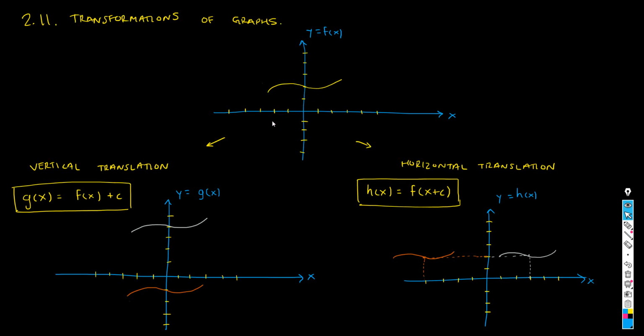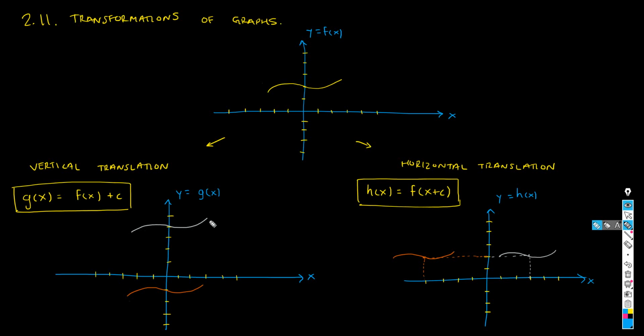Okay, so the first thing we can do with this is vertical translation, okay? In order to do that, what we can do is create another function which we can call g of x or whatever, any other name. And if g of x is the same as f of x plus a constant c, this is going to produce a vertical translation. If c is positive, this is going to produce a vertical translation upwards, and if c is negative, that's going to produce a vertical translation downwards.